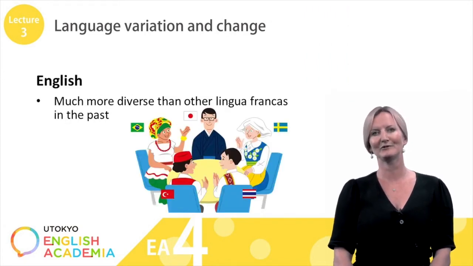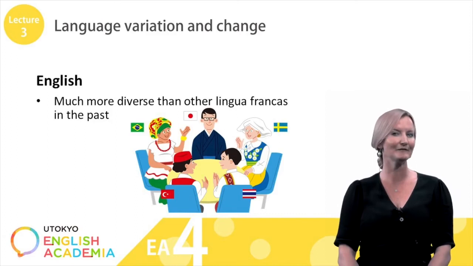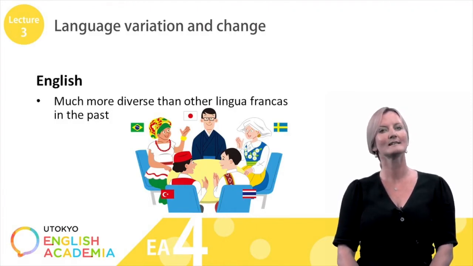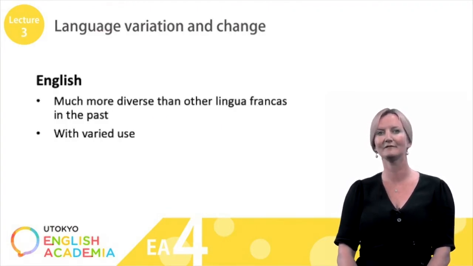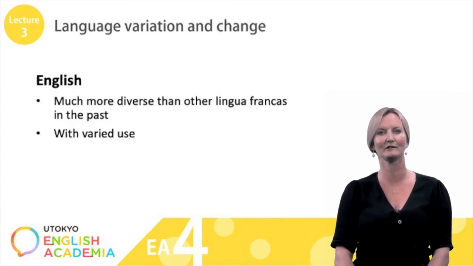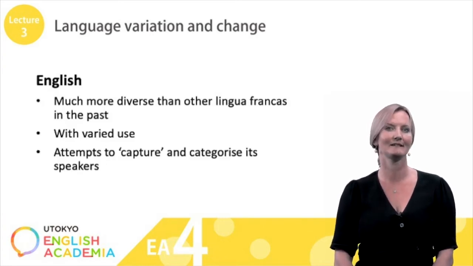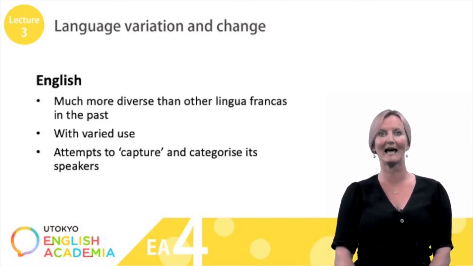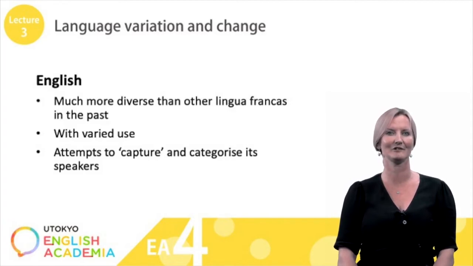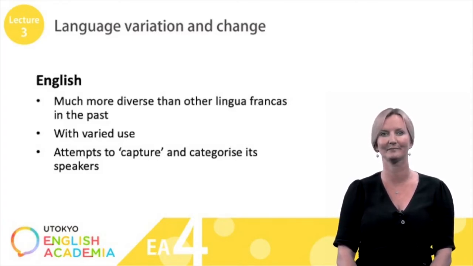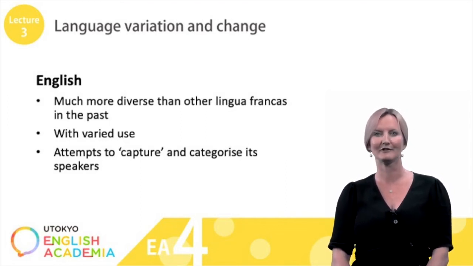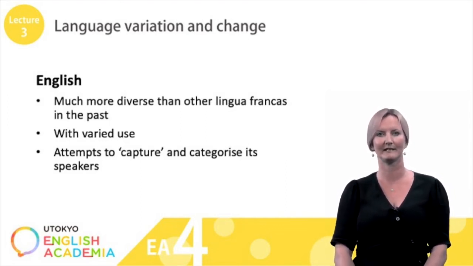It is clear from the modules so far that what makes English different to other lingua francas in the past is the sheer diversity of people using the language. Such diversity has resulted in varied use of the English language worldwide. Such diversity in the number of speakers of English has also led to a number of attempts to capture and categorise English speakers through various models. These are mostly pluralist constructs that seek to capture the diversity in the English-speaking population.